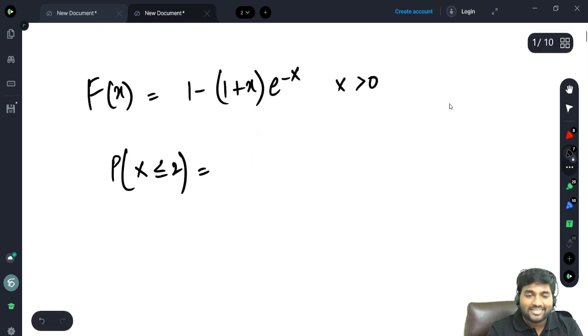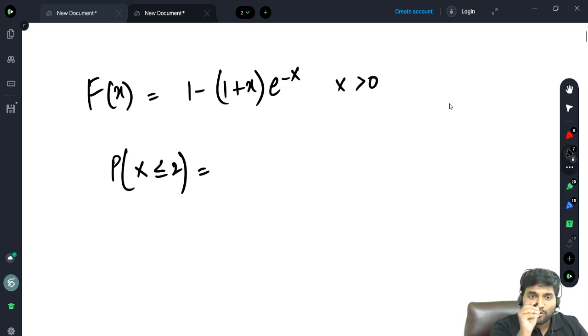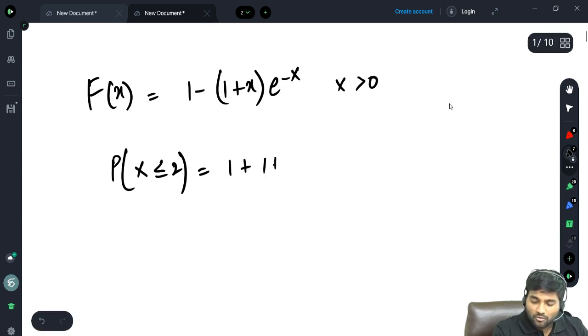ये तो ऑलरेडी सीडीएफ दिया हुआ है. So we will just put the value 2. So 1 minus (1 plus 2) e to the power.